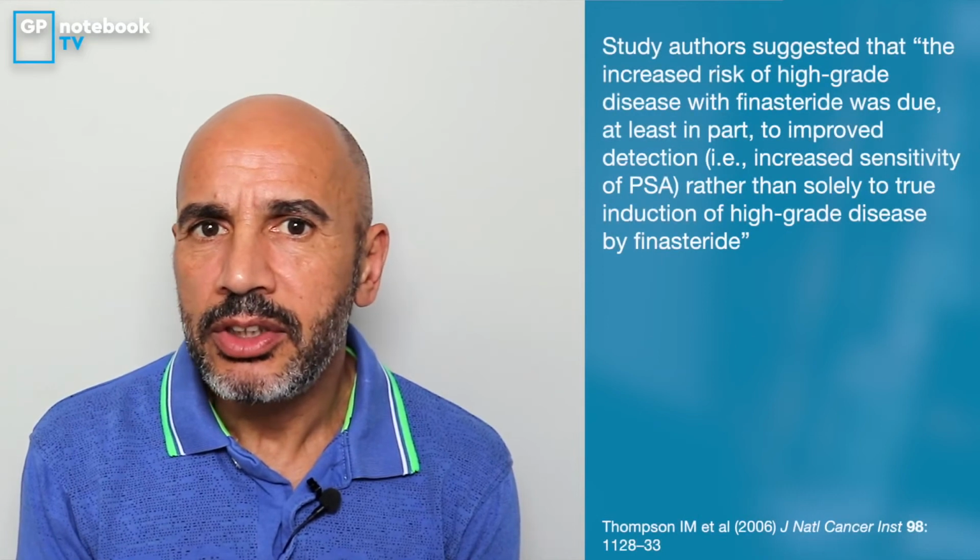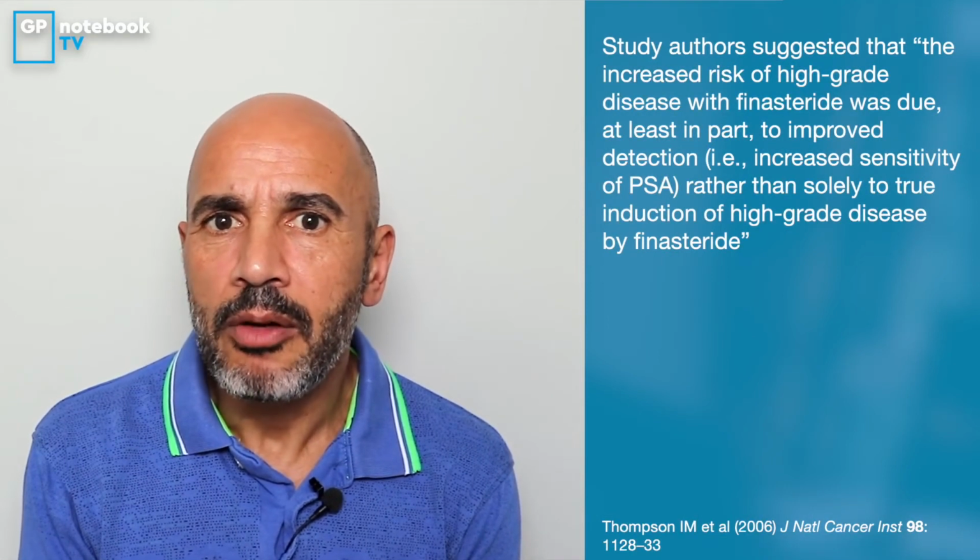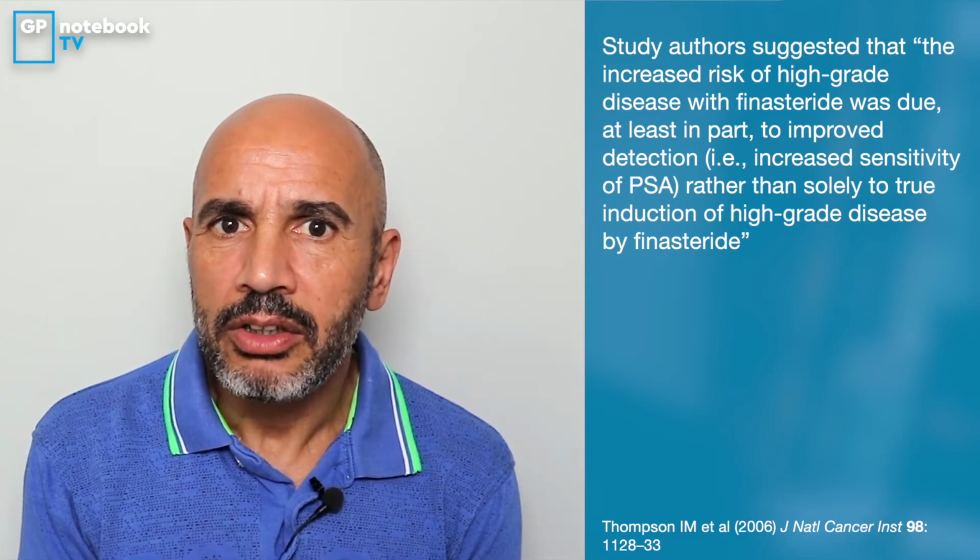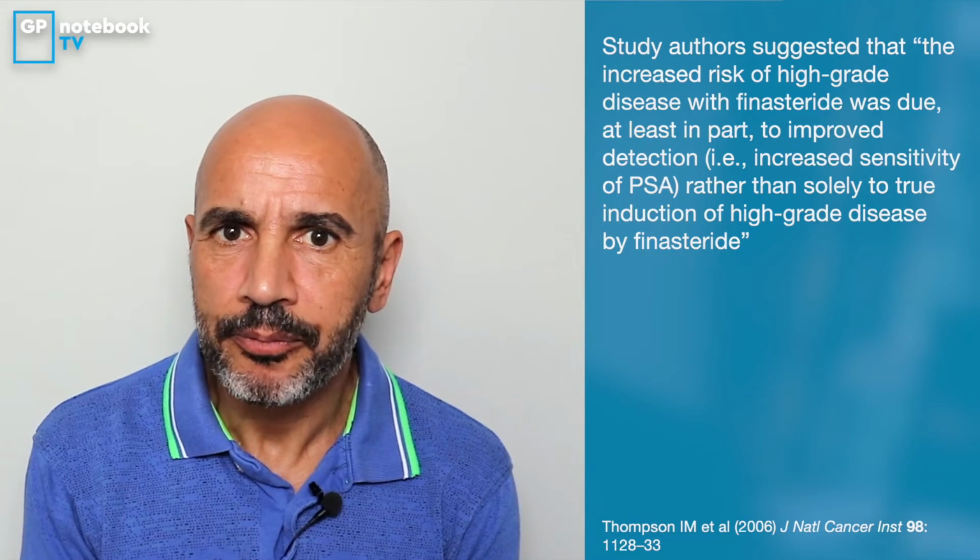The study authors suggested that the increased number of high grade prostate cancers was perhaps also due to the increased sensitivity of PSA in this cohort and identifying patients with this disease. The learning point from this study is that PSA in patients on a 5-alpha reductase inhibitor is more sensitive for prostate cancer than those not on these sorts of medications. So a raised level in somebody on finasteride or dutasteride is more suggestive of possible prostate cancer than if they were not on these medications.